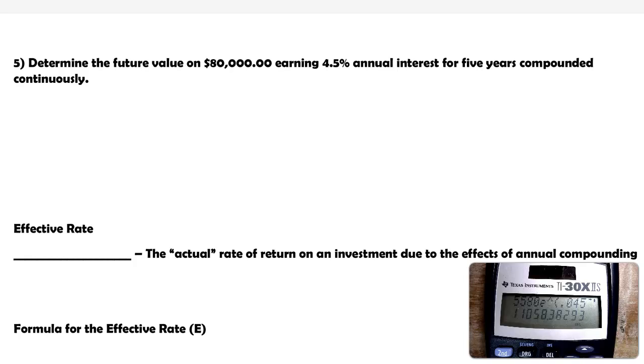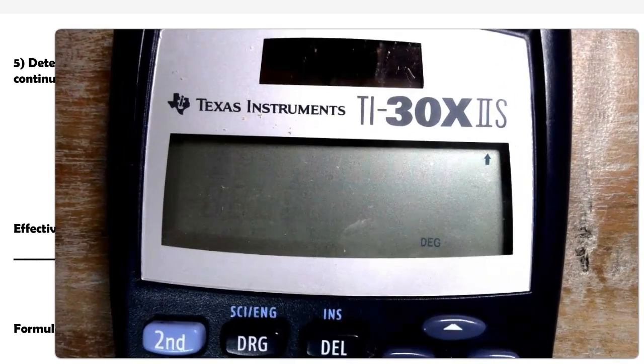Determine the future value on 80,000 earning 4.5% annual interest for 5 years compounded continuously. So same scenario, we have principal 80,000. And we have E being raised to the 0.045 times 5 years, so the T value is 5. Let's go to our calculator one more time. 80,000.